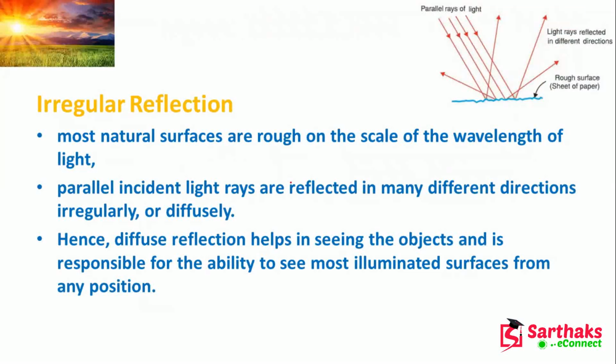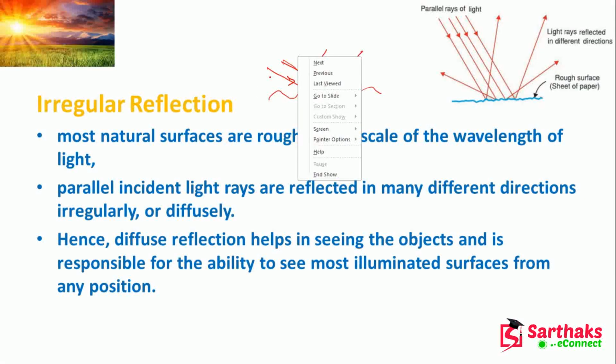Irregular reflection. Now suppose the surface is not smooth and it is like this. So what happens is, this ray will fall and then it will reflect back like this. But if another ray falls here, at that time, it will reflect like this.